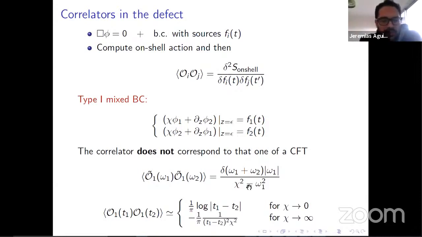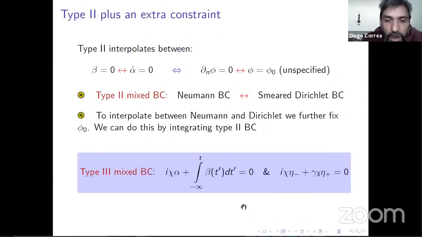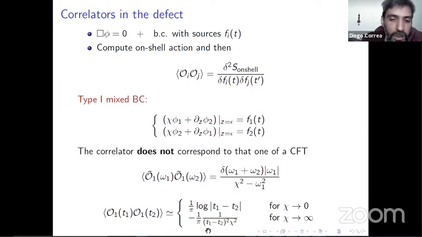But sorry, you get that second line in the bottom for any value of chi or just no, in type 3? Yes. So here I was looking for an expression. If you do this computation with type 3, what you get is a correlator which, for any chi, has one coefficient in front, but then the correlator is 1 over T1 minus T2 squared, and that's the usual correlator in a CFT for operators of dimension delta equal to 1. Interesting. Okay, thank you. You're welcome.